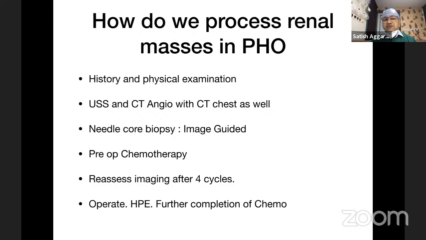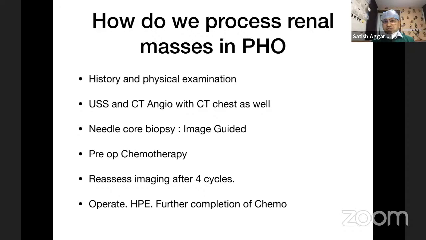On imaging, we decide whether this mass is operable or not. On CT based imaging, we decide whether to go for a preoperative chemotherapy or go straight for an operation. And if it's a Wilms tumor group, then we do a CT chest as well in the same setting. And then in some situations, we take a needle core biopsy from the tumor, which again is image guided under sedation, and then decide whether or not to give preoperative chemotherapy.